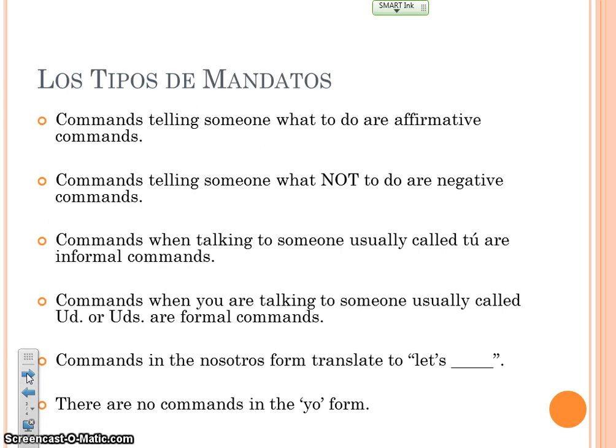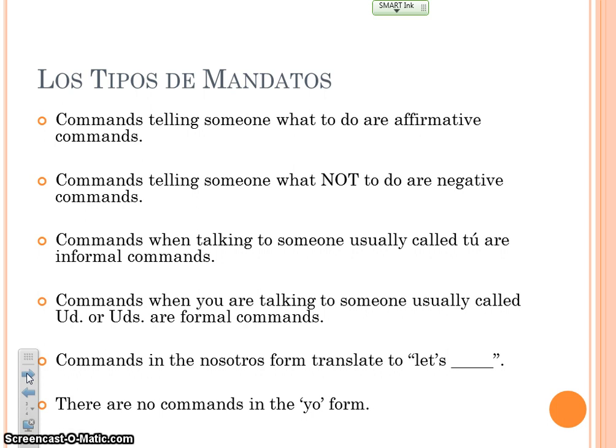Okay, continuing with our review. Affirmative commands tell someone what to do. Negative commands tell someone what not to do. Informal commands are in the tú form. Usted and ustedes commands are referred to as formal commands.